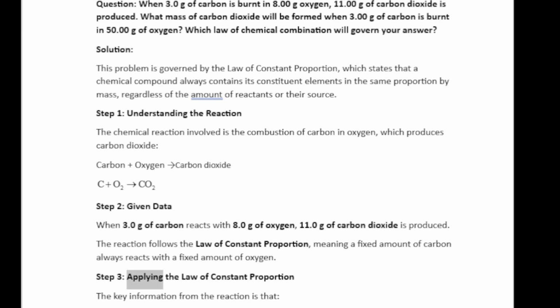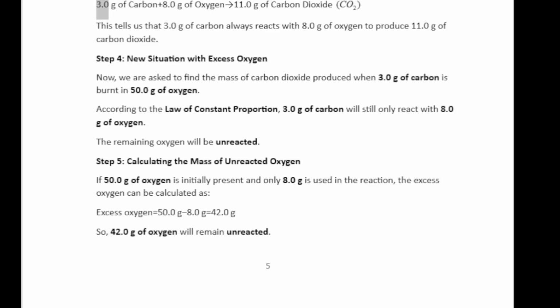Step 3. Applying the law of constant proportion. The key information from the reaction is that 3.0 g of carbon plus 8.0 g of oxygen gives 11.0 g of carbon dioxide. This tells us that 3.0 g of carbon always reacts with 8.0 g of oxygen to produce 11.0 g of carbon dioxide.